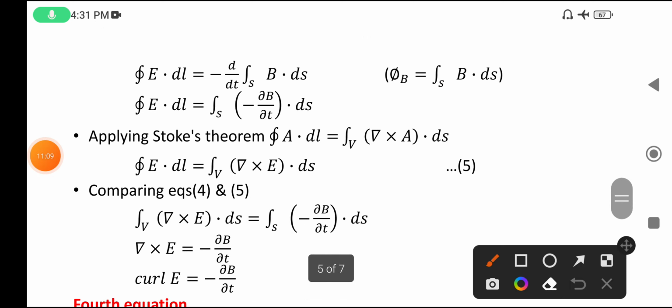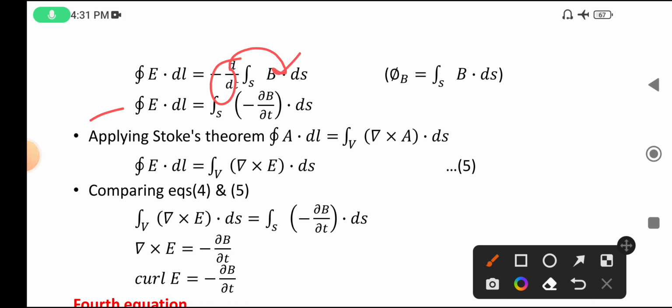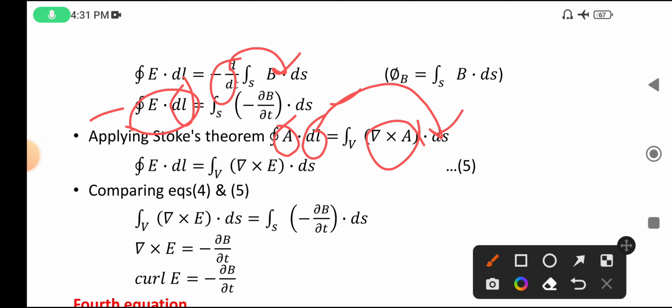Now integral E dot dl is equal to integral, multiplying inside, minus dou B by dou t dot ds. Now apply the Stokes theorem to this. It is simply length, which we can convert into area by keeping del cross A. So length is converted into area, and in the place of A, del cross A has come. So this is Stokes law.